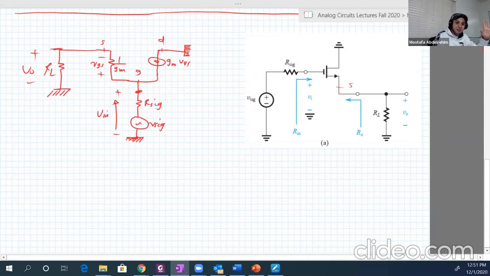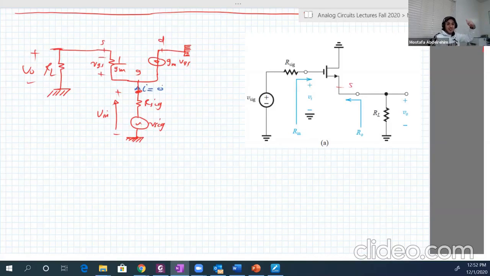Before anything, always the current that flows into the gate is equal to 0. So this current here, I, is equal to 0. This is an essential step. Otherwise, your whole analysis will be wrong. That's why this is basically equivalent to the first one. The first one you have open circuit.